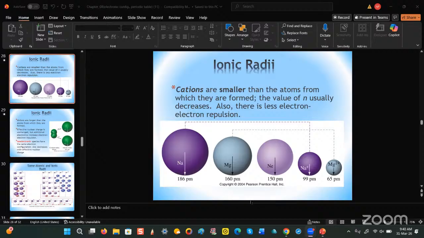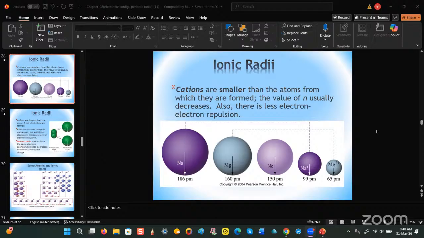And you see a similar trend in the case of going from magnesium to magnesium 2+. In fact, the size is more than halved in going from magnesium to magnesium 2+. So that shows you the relative sizes of the atoms compared to their corresponding cations.